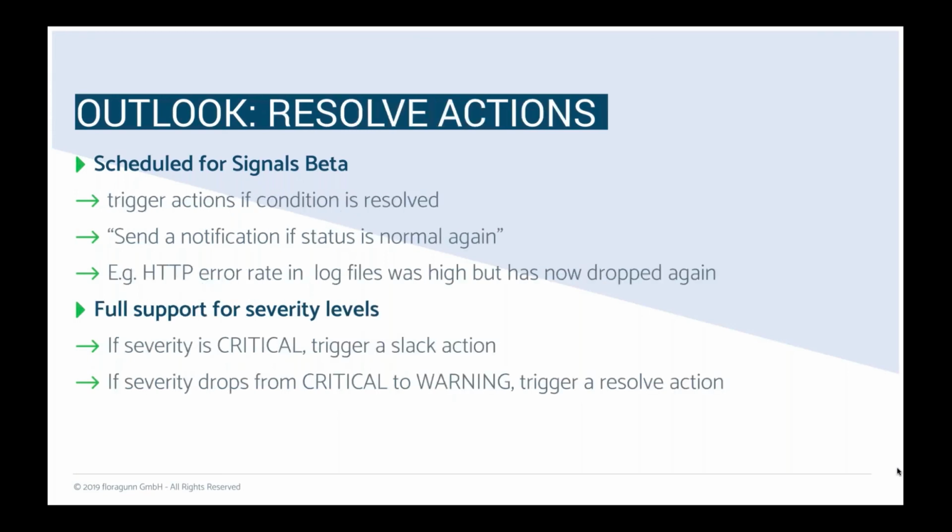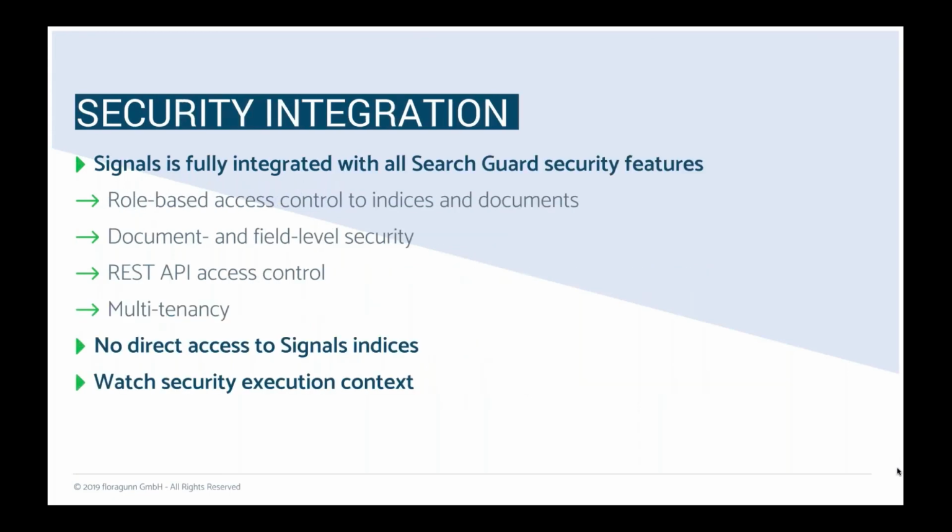Next one are resolve actions. Also scheduled for beta. This is basically a way of getting a notification once your threshold is not met. So if a system moves to a critical status and then moves back to normal again, you can send out another message saying exactly that. For example, the error rate in the log files was high, but has now dropped below 20% again. So this is scheduled for beta as well.